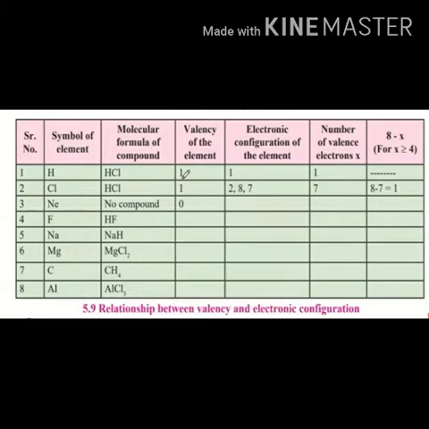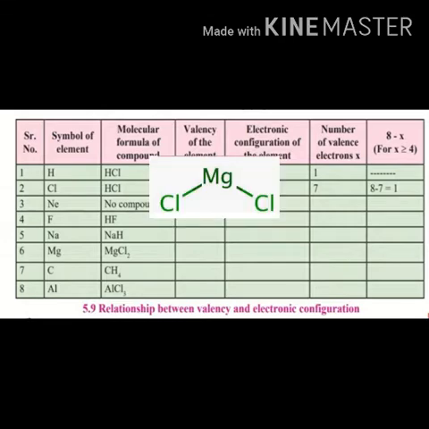Number 6 is magnesium. Its symbol is Mg. Magnesium combines with chlorine and forms compound MgCl2, that is magnesium dichloride. Here, 2 chlorine atoms are combined with one magnesium atom. Hence, valency of magnesium is 2. Its electronic configuration is 2, 8, 2. It means there are 2 electrons in its outermost shell. Hence, number of valence electrons is 2 and 8 minus 2 is equal to 6.